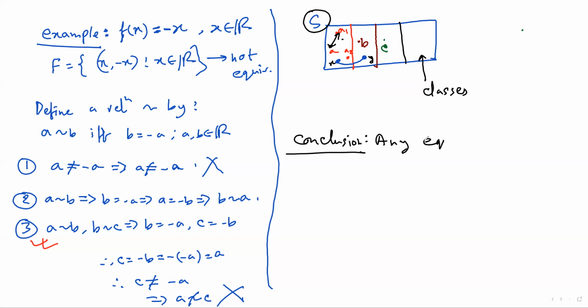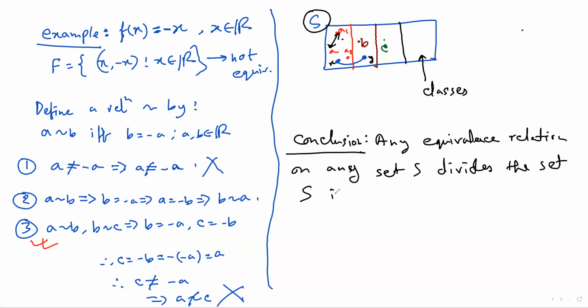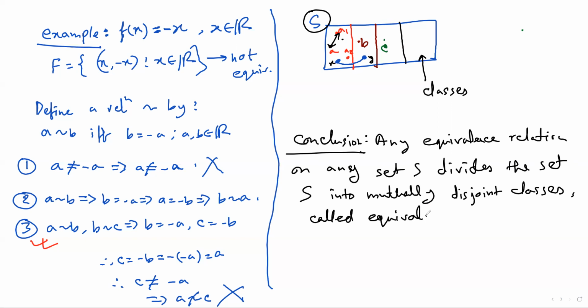Any equivalence relation on any set S divides the set S into mutually disjoint classes. These classes are called equivalence classes. Please let me know if there is any confusion on the topics we discussed so far. Otherwise, I'm moving on.